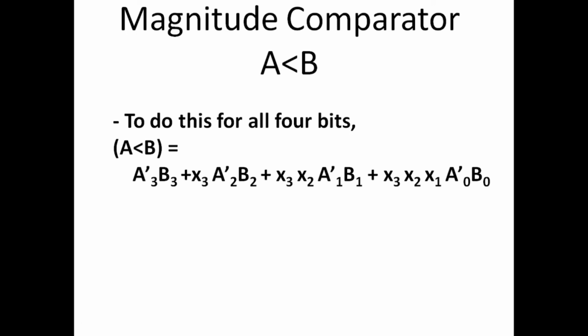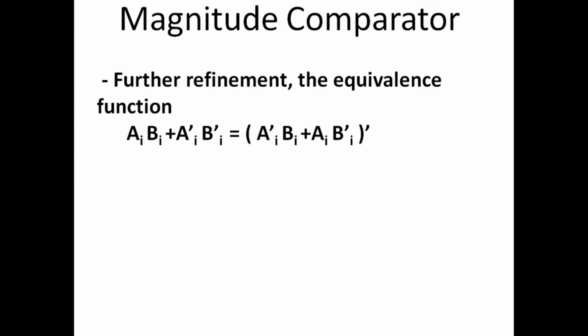So this comparison of the bits at different positions is done for all the bits, and in our example A is a 4-bit number and B is a 4-bit number, so we compare the bits at all 4 significant positions. So we have derived 3 Boolean equations for the 3 variables: A is equal to B, A is greater than B, and A is less than B. To further refine the equivalence function, we need this to make an efficient implementation of the magnitude comparator.